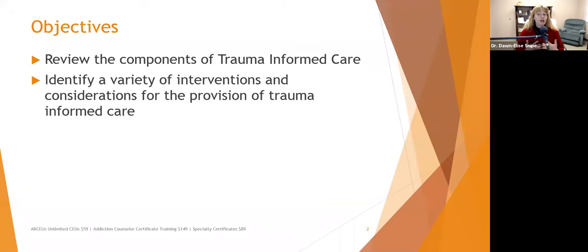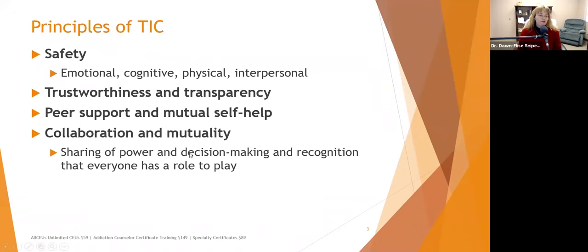So we're going to review the components of trauma informed care so we understand what kind of interventions we're really looking for and what the goal of those interventions hopefully will be. We'll identify a variety of interventions and considerations for the provision of trauma-informed care. So the principles of trauma-informed care, and this is a review for some of you, so I apologize. We'll go through it real quick.